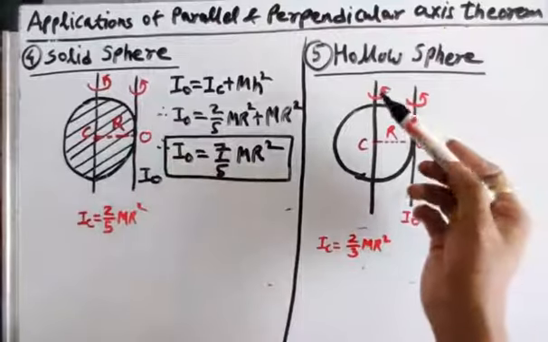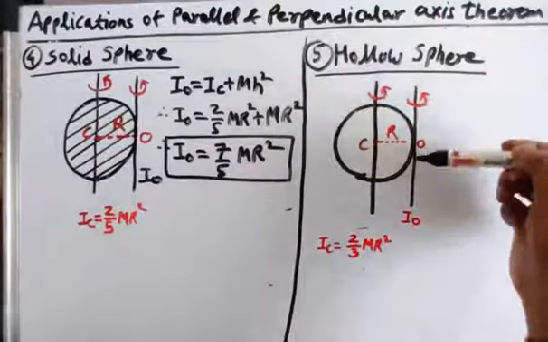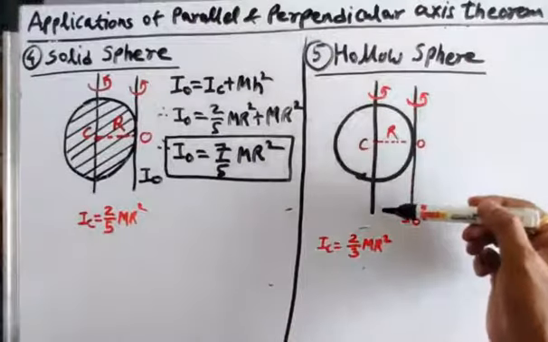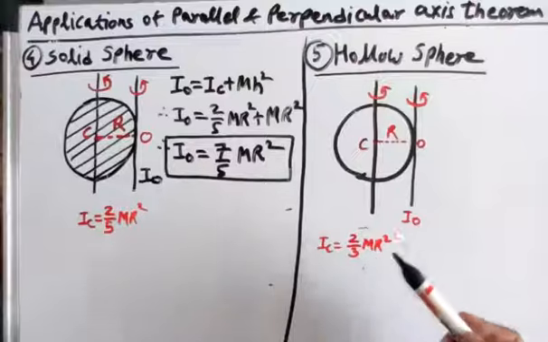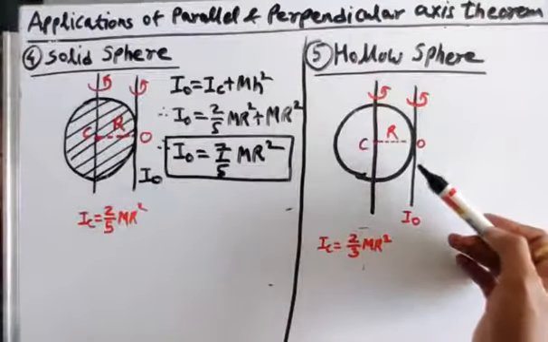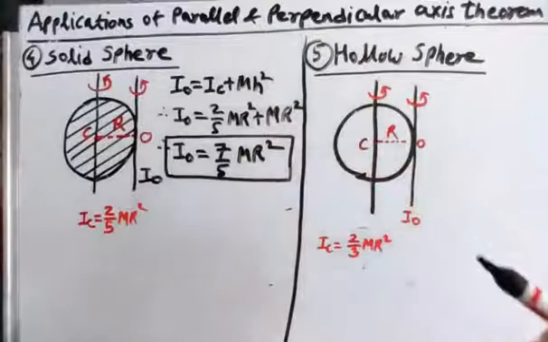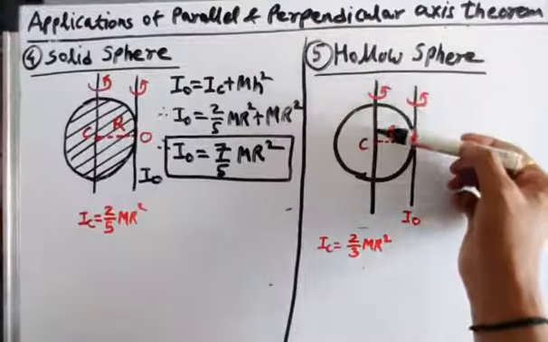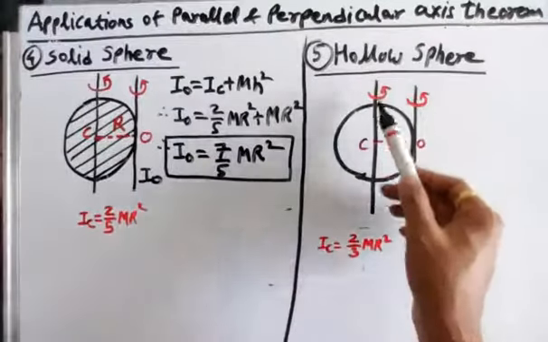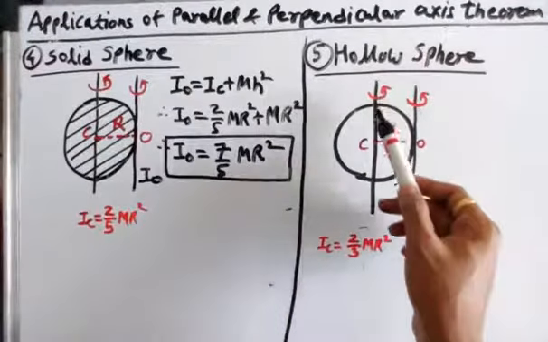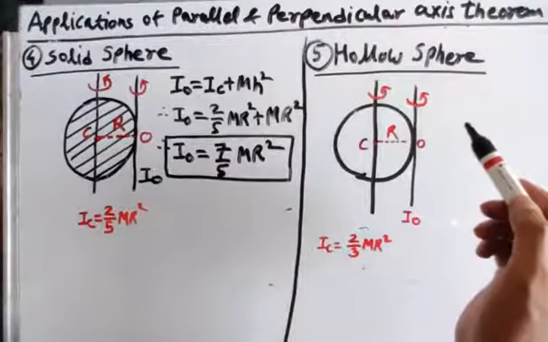Now in case of hollow sphere, moment of inertia of a hollow sphere about an axis passing through its center is given by 2 by 3 mr square. But we want to find moment of inertia of this hollow sphere about an axis which is tangent to this sphere. So we can assume that as this axis is passing through its center, we can say Ic, that is moment of inertia of this sphere about this axis.